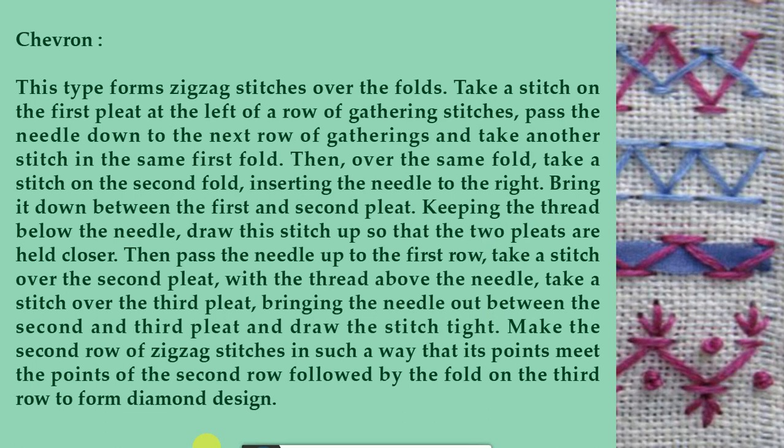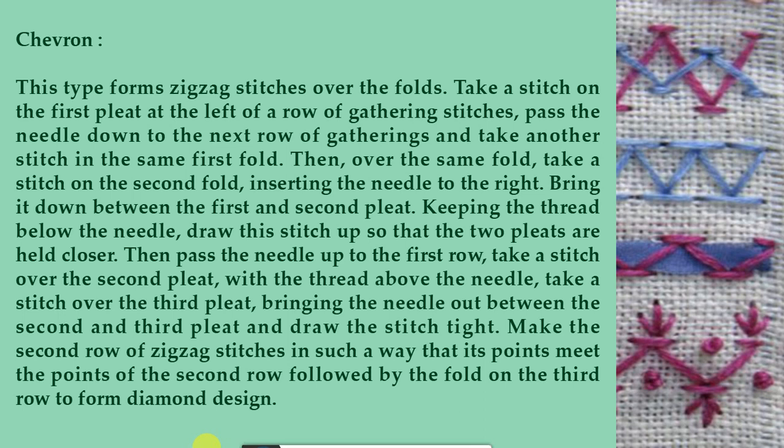Chevron. This type forms zigzag stitches over the folds. Take a stitch on the first pleat at the left of a row of gathering stitches, pass the needle down to the next row of gatherings and take another stitch in the same first fold. Then, over the same fold, take a stitch on the second fold, inserting the needle to the right. Bring it down between the first and second pleat.